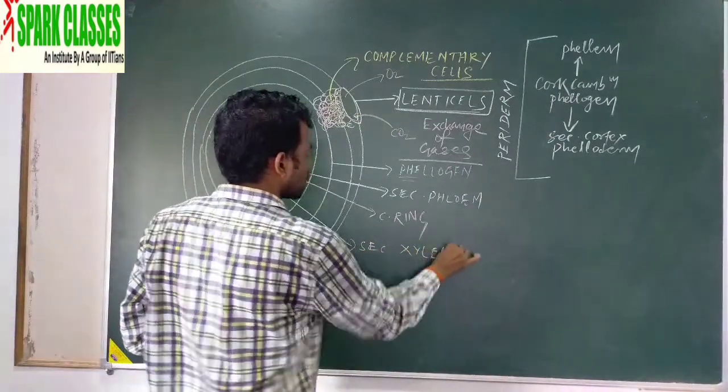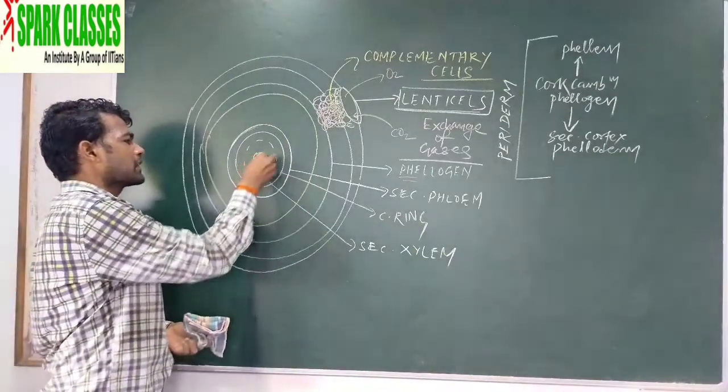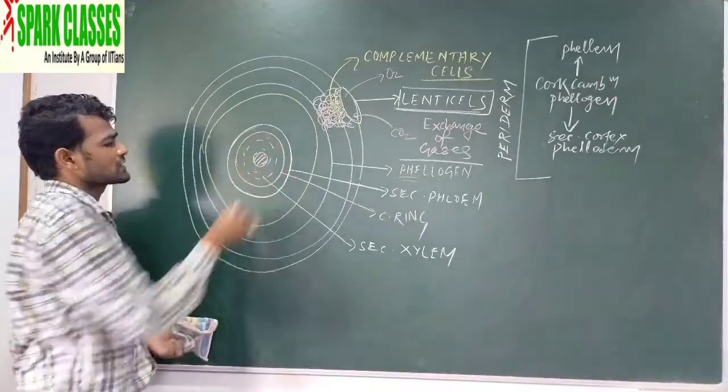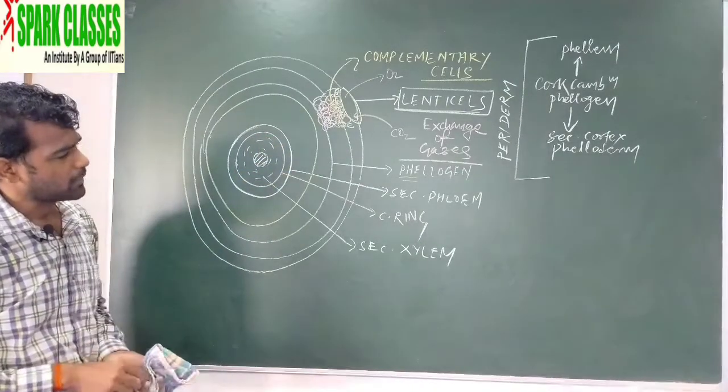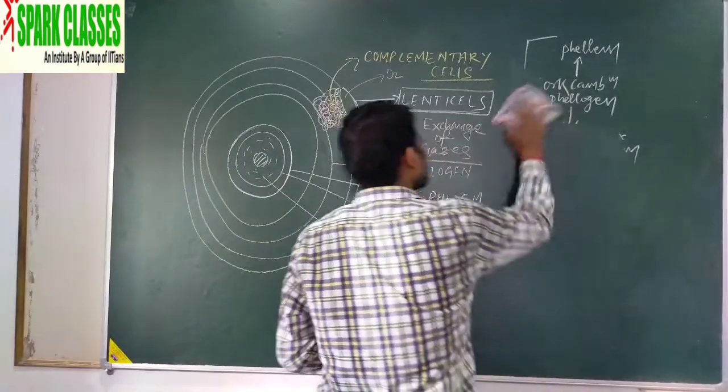Secondary xylem is also called wood, and the secondary xylem is divided into 2 parts. The central part is called heartwood, and the peripheral part is called sapwood. That is not important, but there is an important thing here I am going to tell you. What is the important thing?